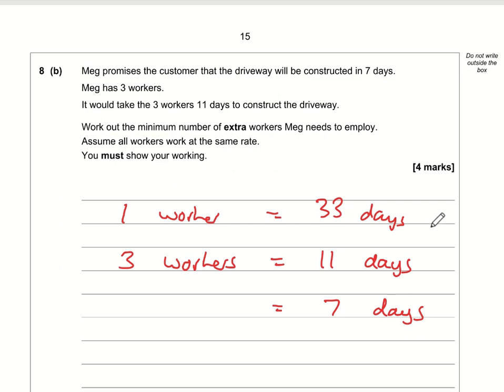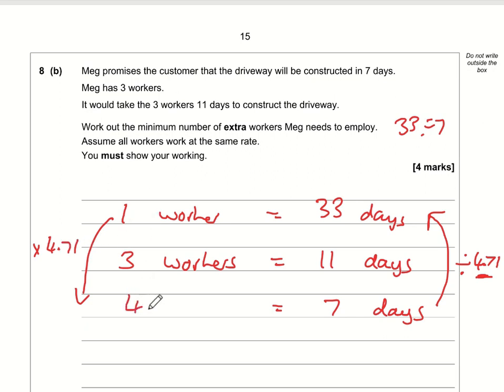Okay, so we want to know how many times bigger 33 is than 7. Well, what is 33 divided by 7? 33 divided by 7 is 4.714. So we are dividing the number of days by 4.71. So if we are reducing the time by this figure, then we need to increase the number of workers by that figure as well. So we need 4.71 times as many workers, and 4.71 times 1 is 4.71.